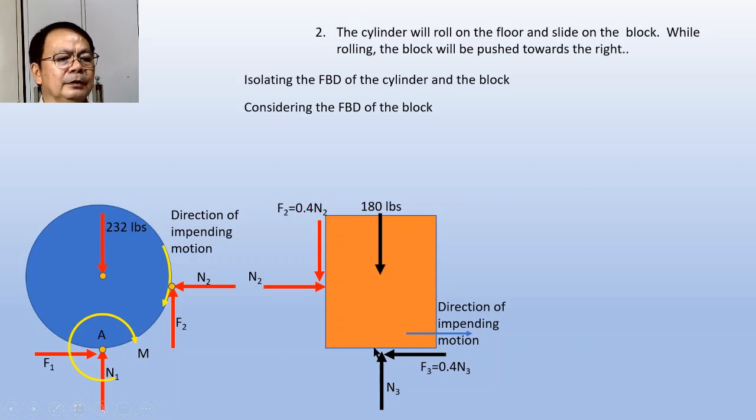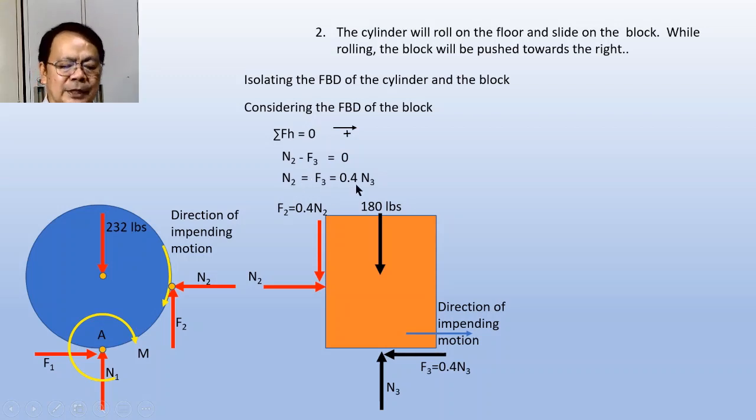Ngayon, balikan natin itong block. Balikan natin yung block, ano? We're going to consider the FBD of the block. And then we apply the summation of forces horizontal. Anong equation meron tayo? Assuming natin ng rightward direction is positive, ang ating equation becomes N sub 2 minus F sub 3 equals 0. Ito yon at saka ito. So that N sub 2 will be equal to F sub 3. Kasi yung F sub 3 natin is equal to 0.4 of N sub 3. Hence, N sub 2 is equal to 0.4 of N sub 3.